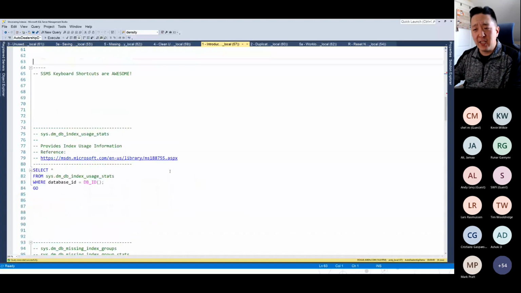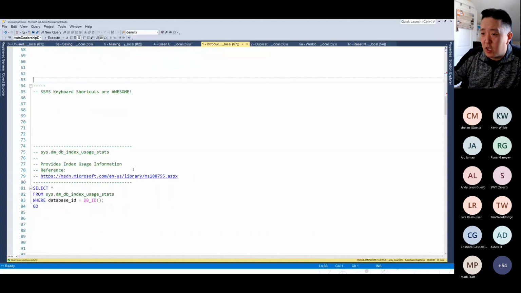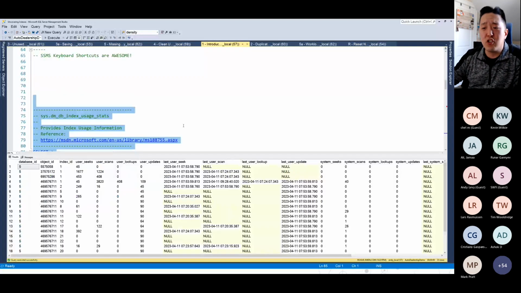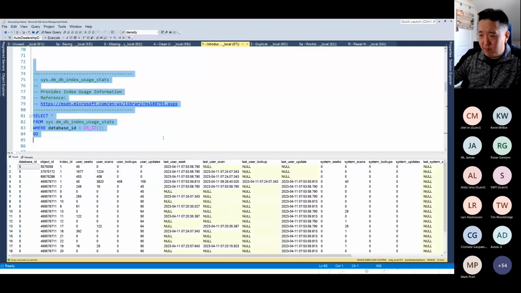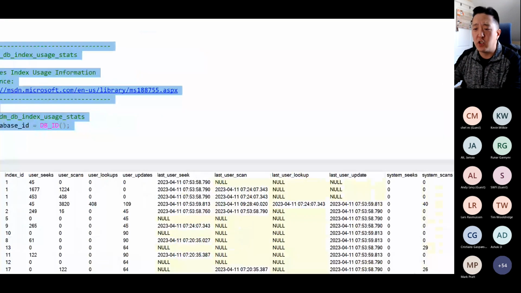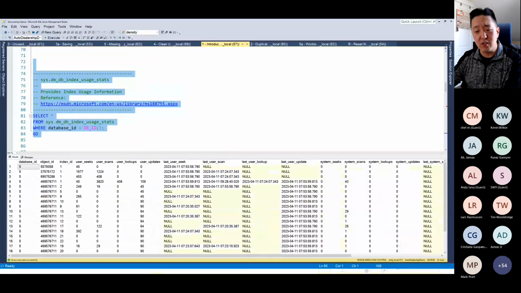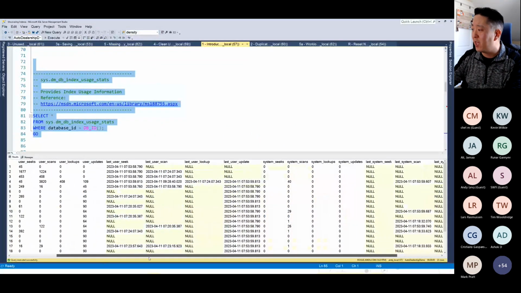Okay, so the next base tool that we're going to be using is a DMV called sys.dm_db_index_usage_stats. When I execute this, and this is just a raw execution of it, we have a whole bunch of different information in here, including things like user seeks, user scans, lookups, and updates. When was an index last seeked or scanned against? These are some very, very valuable pieces of information here.